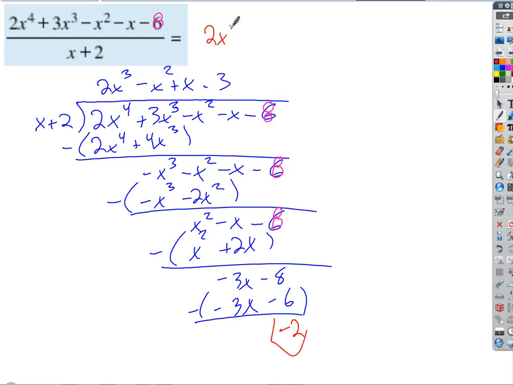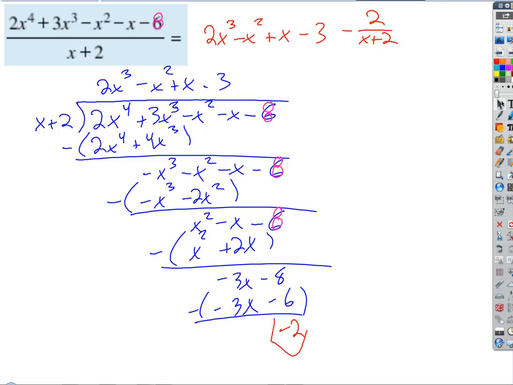2x cubed minus x squared plus x minus 3 minus 2 over x plus 2, right? Are you with me? Okay. All right, let's do something else.